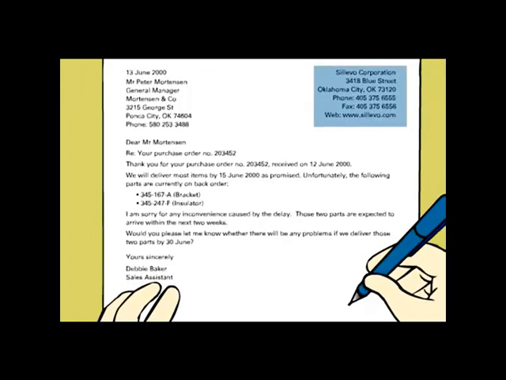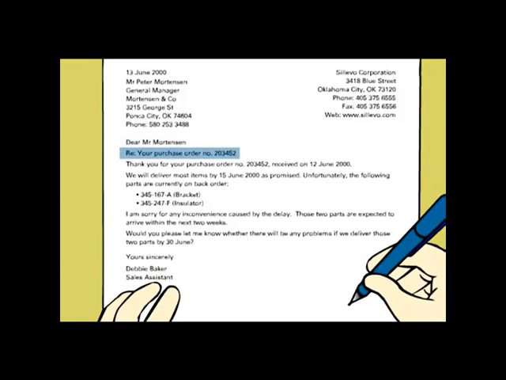This part contains the sender's company name and address. Most business letterheads already have these details pre-printed. A letter should have the date when it was written. This part contains the receiver's name, position, the company name, and address. Usually, we start a letter with a greeting like Dear Sir or Madam, or in this case, Dear Mr. Mortensen, when we know the receiver's name.